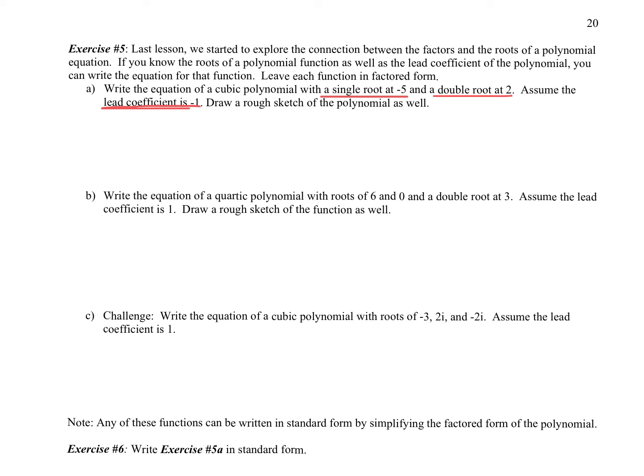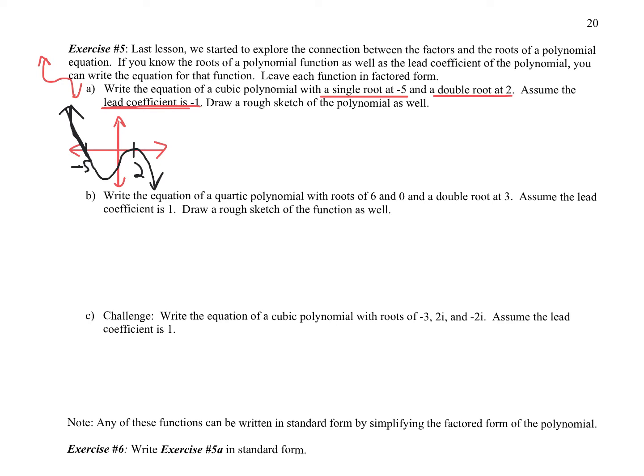So I'm going to actually draw the rough sketch first. If the lead coefficient is -1, it means that we are decreasing like this, right, with the negative x cubed graph. So we have a single root at -5 and a double root at 2. This graph would come down, single root, I did not draw that super straight, pretend it's straight, and then a double root at 2.